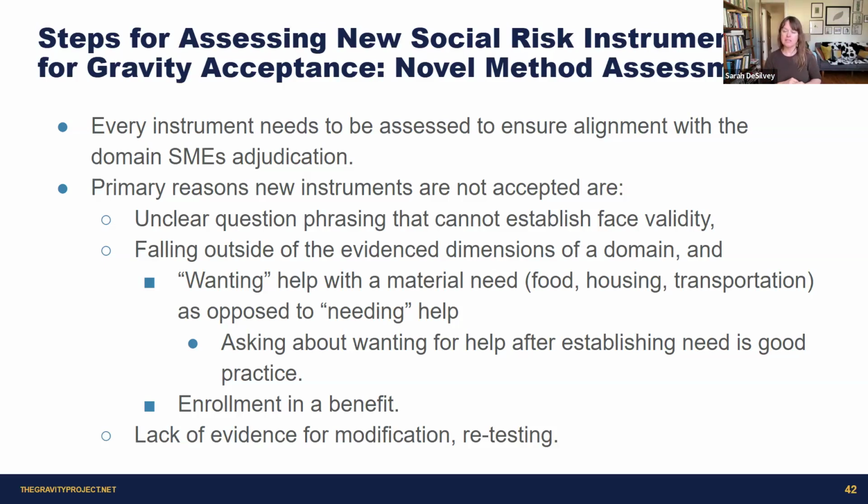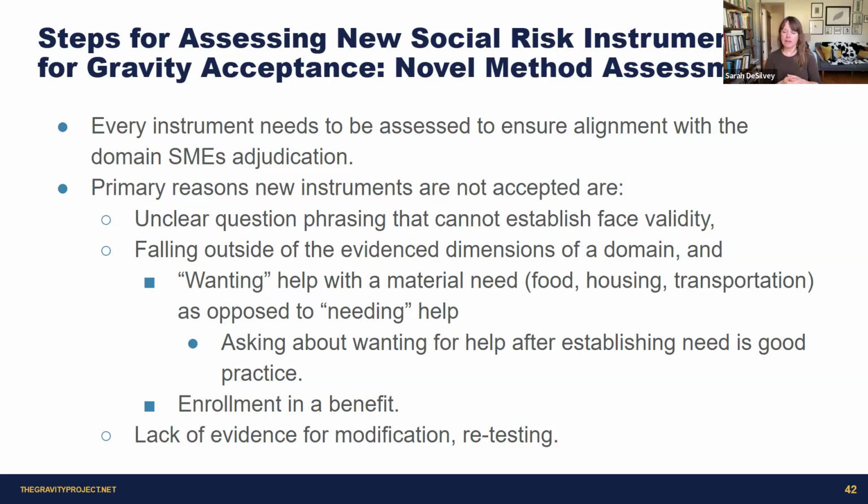Wanting help with a material need, such as food, housing, and transportation, as opposed to needing help. Most instruments that are validated start with needing help, cascading to wanting help, to differentiate social risk from social need. That's very established in the literature, incredibly supportive of that. WeCare is a great example of that. Asking about wanting help after establishing need is best practice, but simply asking about wanting doesn't establish it within those measurable dimensions of the domain.